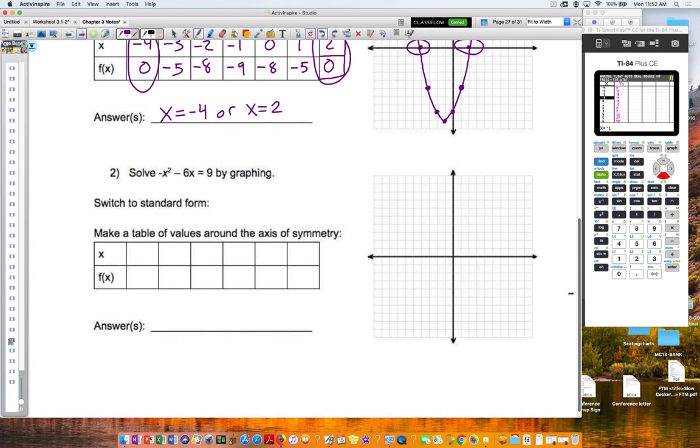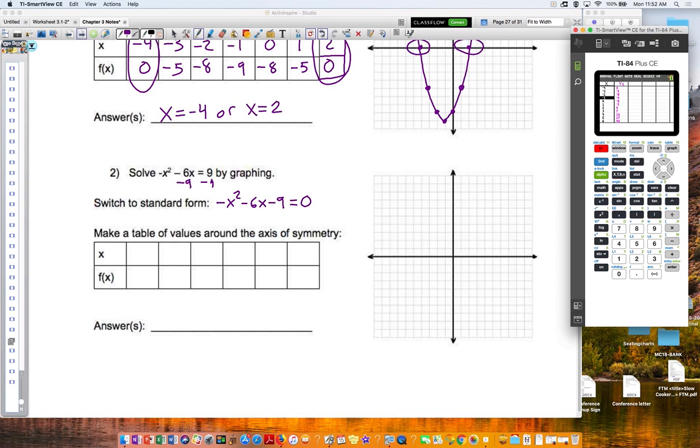All right, let's take a look at the second one. Same process, just got to get it into standard form. So I have negative x squared minus 6x. I've got to subtract 9 so that it equals 0. Ooh. So now, let's graph it. So clear this out. Negative x squared minus 6x minus 9. Go ahead and graph it.